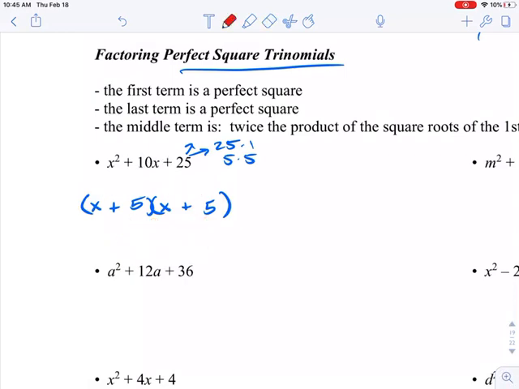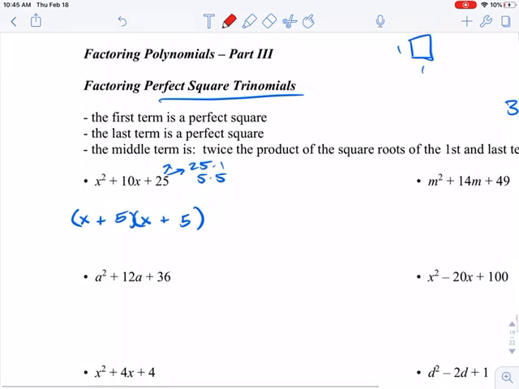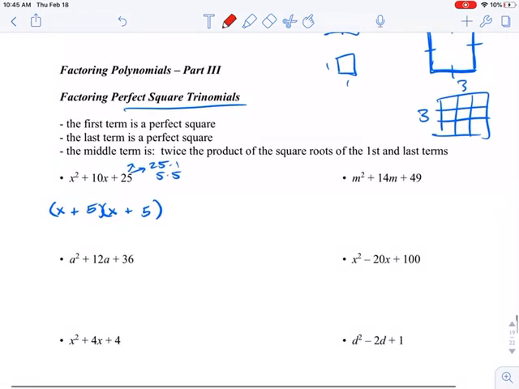Well, let's take a look at this. The first term is a perfect square. Is x squared a perfect square? Yes, it is. The last term is a perfect square. 25 is a perfect square. Yeah, 5 times 5. The middle term is twice the product of the square roots of the first and last terms. Well, what does this mean?